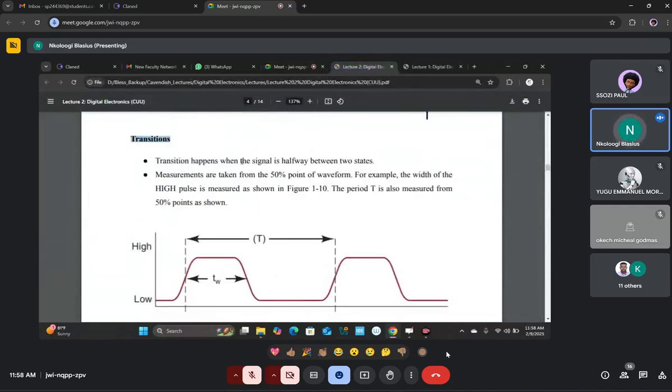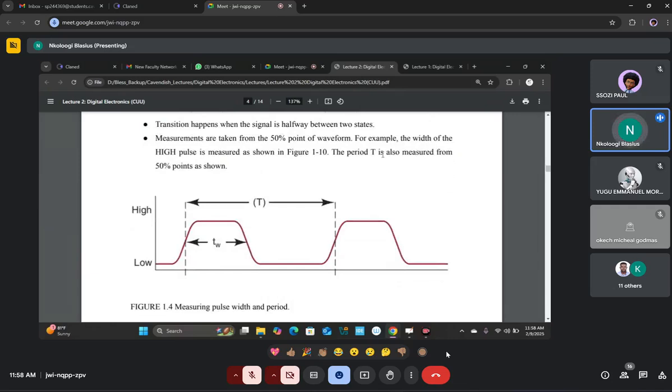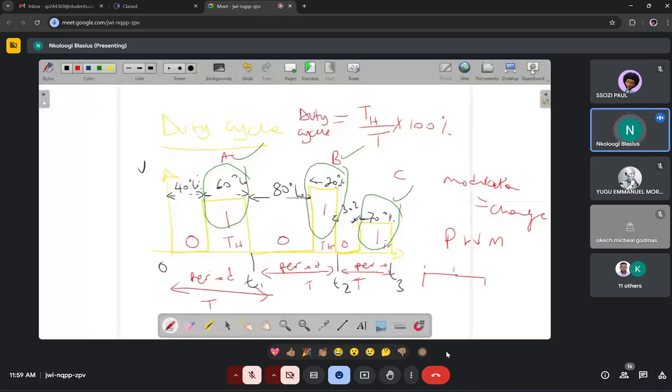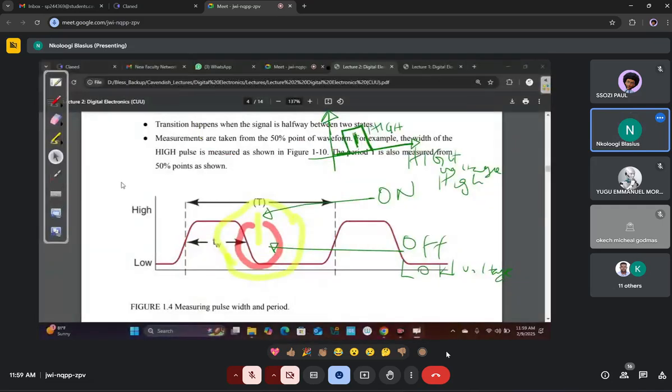Then there is another concept which is called transitions. This happens when the signal is halfway between two states. Measurements are taken from 50% of the waveform. For example, the width of a high pulse is measured as shown in this figure below. The period is also measured at 50% of these points. In this diagram, you can see that where the T starts from and ends is in the midway of that. Let me wrap this.